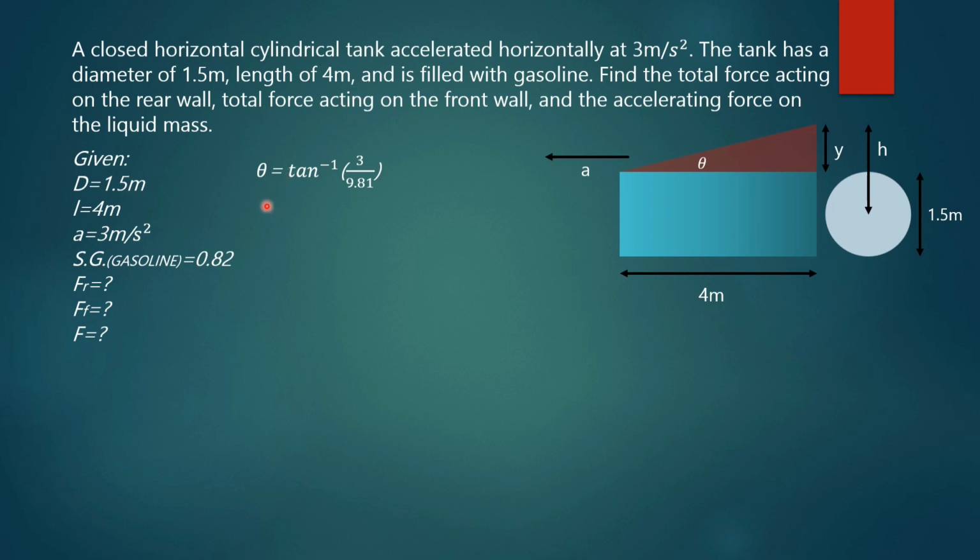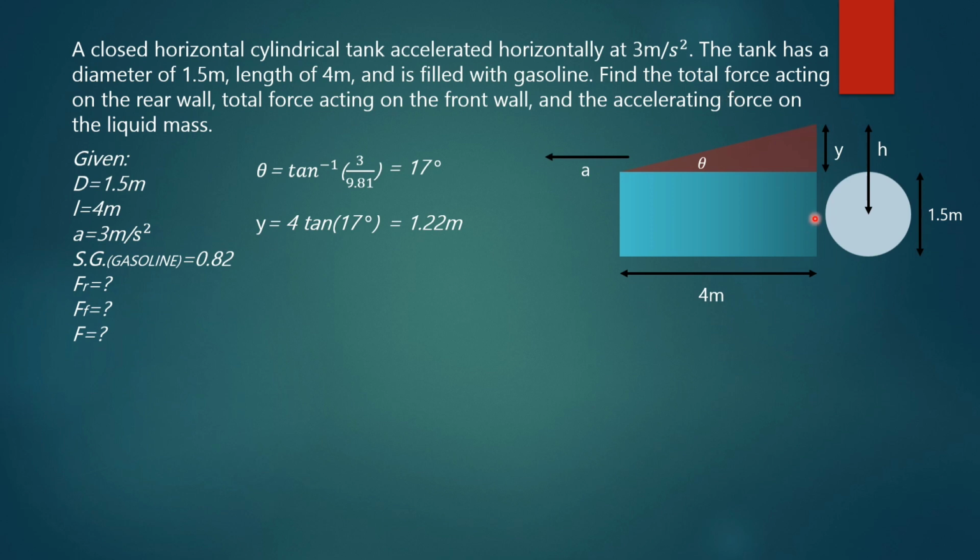first solve for theta, which is equal to tangent raised to -1 times acceleration over gravity. So we will have 17 degrees. And solving for the y would be the length times tangent theta. So we will have 1.22 meters for the y. After that, we solve for the total force acting on the rear wall.